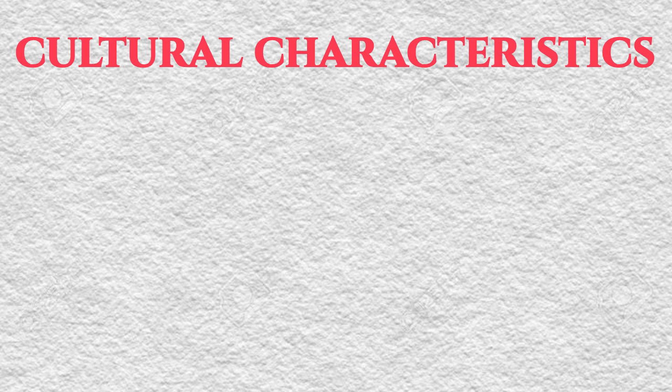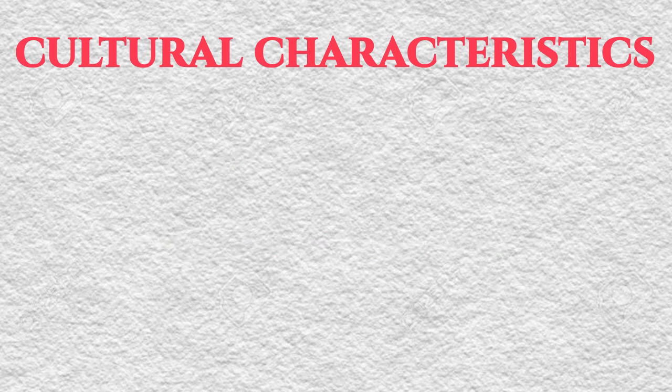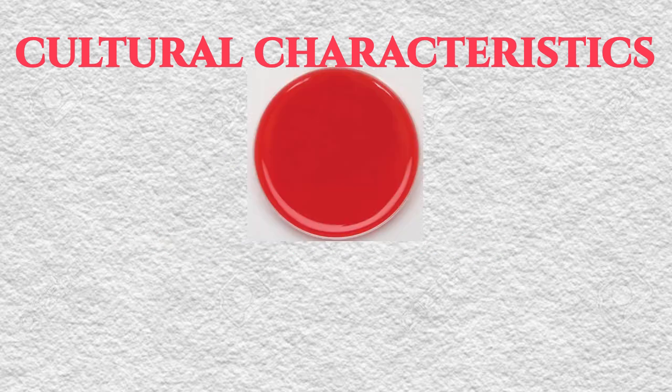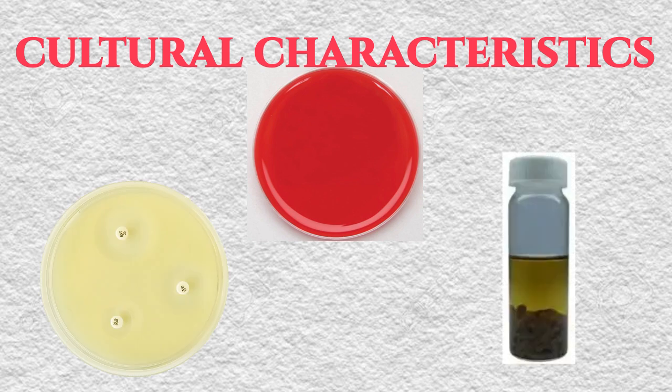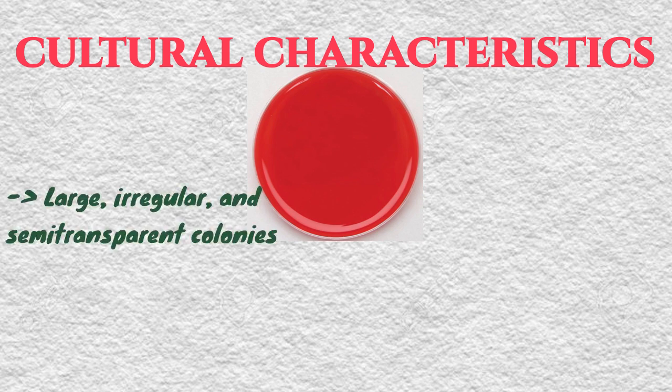Cultural characteristics. Clostridium botulinum is a strict anaerobe. The bacteria grow best at an optimum temperature of 35 degrees Celsius. They can grow on various media, including blood agar, Mueller-Hinton agar, and RCM media. Clostridium botulinum produces large, irregular, semi-transparent colonies with irregular fimbriate borders on blood agar. When grown in alkaline glucose gelatin media at 20-25 degrees Celsius, they produce spores.